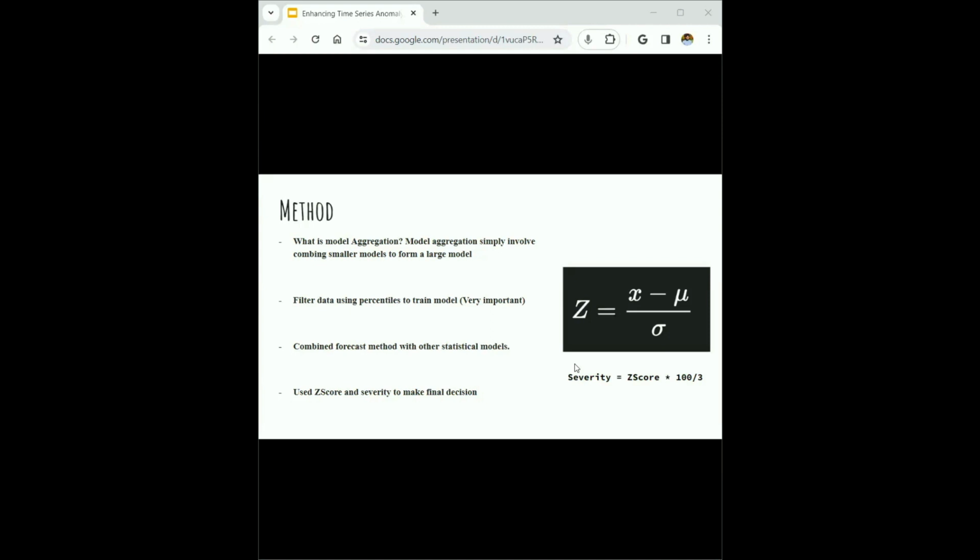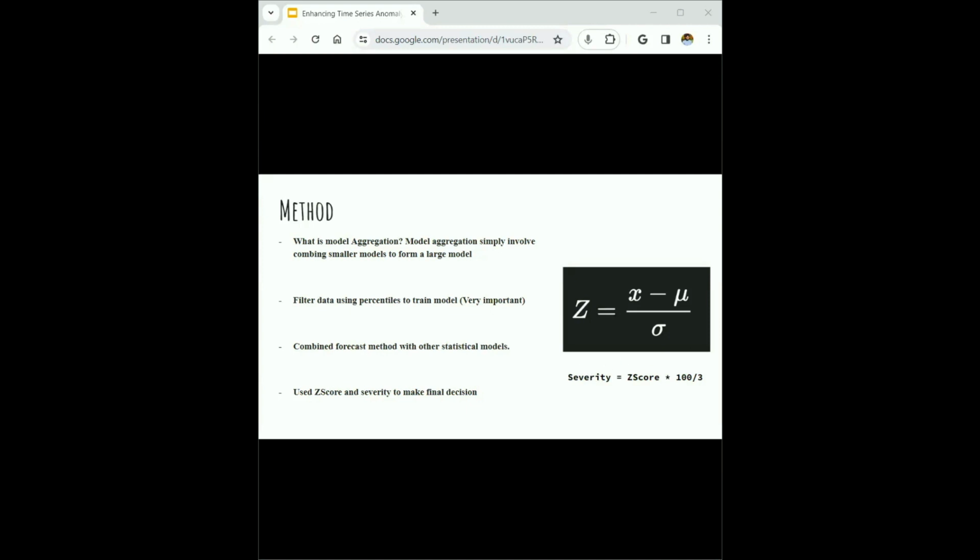Another example is machine learning based aggregation, which involves training a machine learning model to identify anomalies in individual data streams, and then using an ensemble method to combine the results from multiple models. So these are basically some of the methods which we could use.